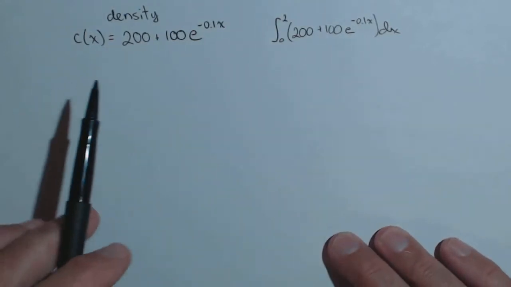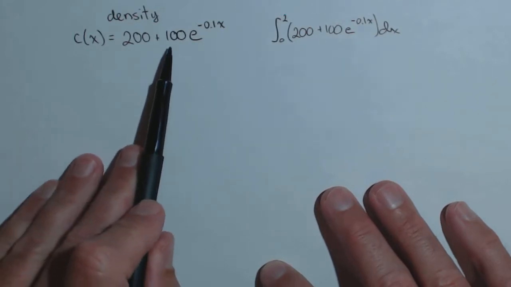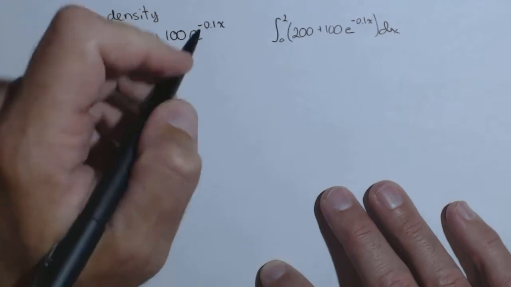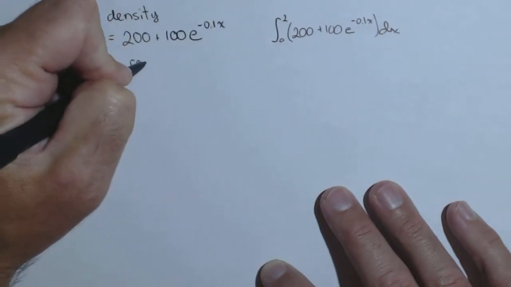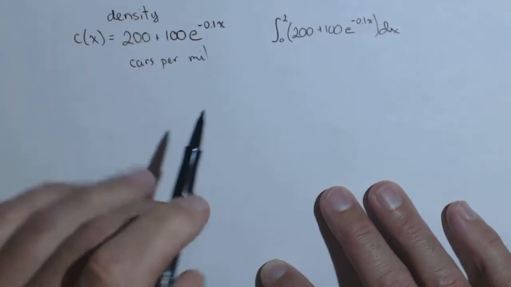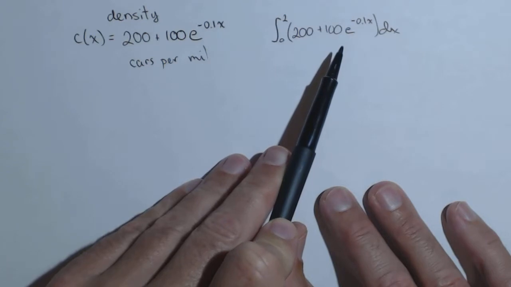So we're given that the density of traffic is given by the function c of x equals 200 plus 100 e to the negative 0.1 x, and this is measured in cars per mile. And then we're going to be looking at what it means to integrate this.